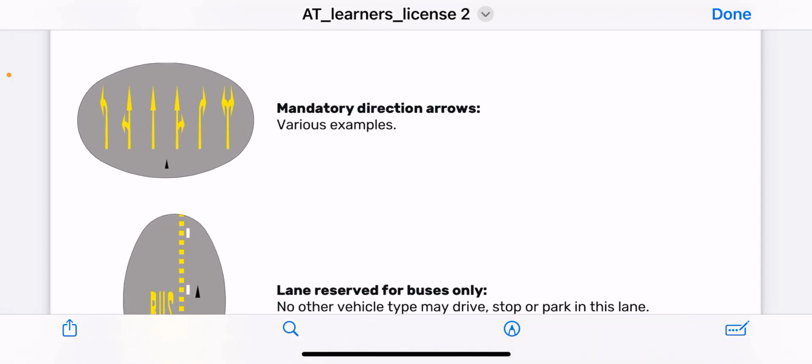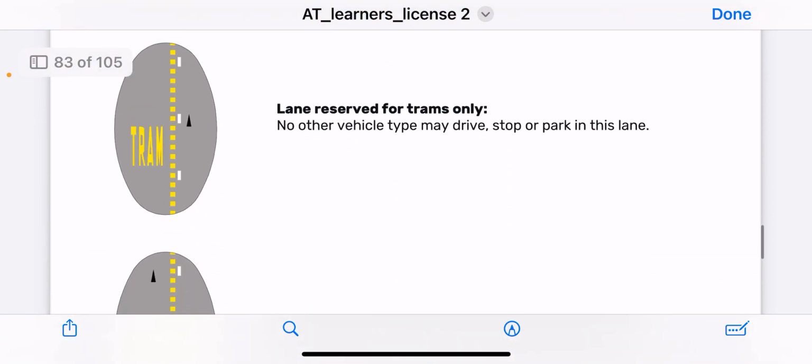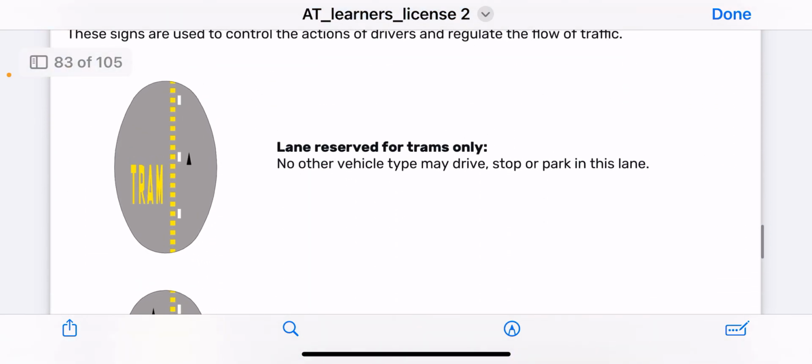These are mandatory direction arrows. And then you have the lane reservation for buses only. No other vehicle type may drive, stop, or park in this lane. It's for buses only. And then tram, no other vehicle may drive, stop, or park there.